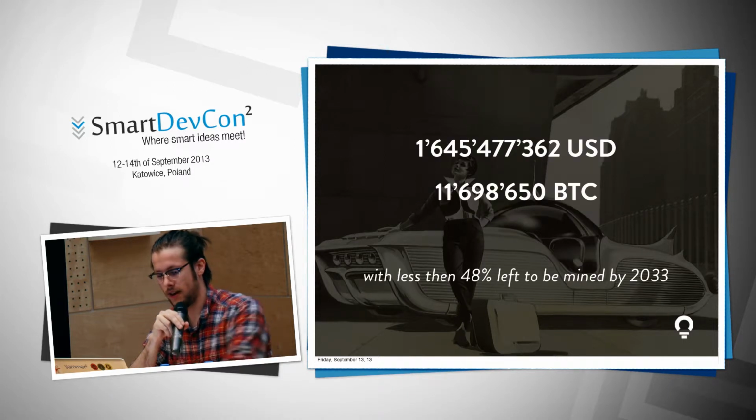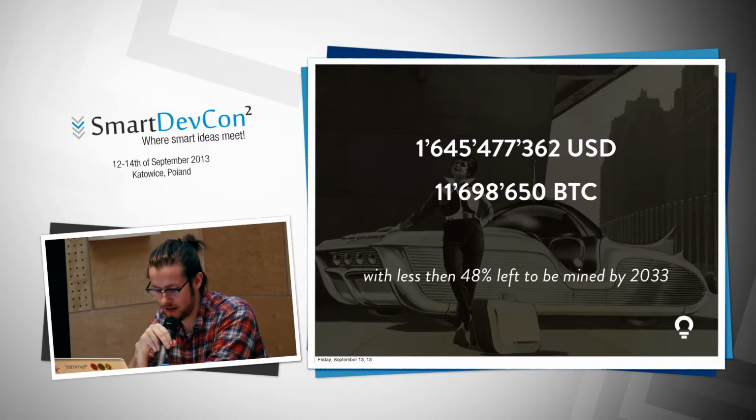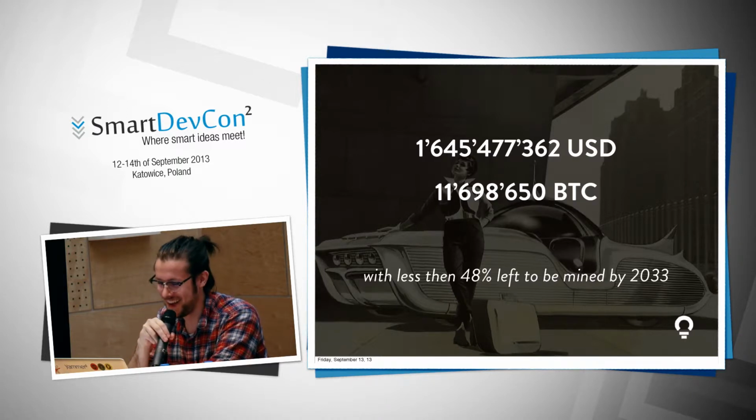And the current size of the market is quite high, as you see, because it's $1.5 billion right now. These are the stats from yesterday when we were polishing the presentation. Actually, from today, yeah. And we have 11 million Bitcoins in the market, with another 10 million still to be mined.